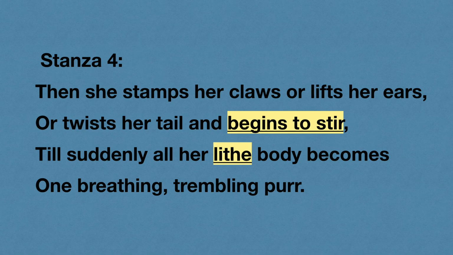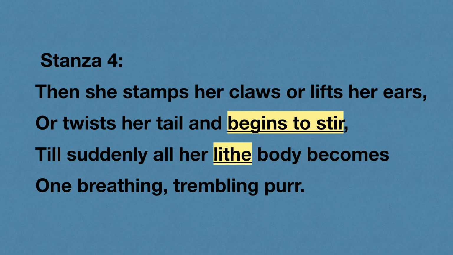Stanza 4. Then she stamps her claws, or lifts her ears, or twists her tail and begins to stir, till suddenly all her lithe body becomes one breathing, trembling purr. Here, begins to stir means begins to move. Lithe means a body that moves and bends easily and elegantly.